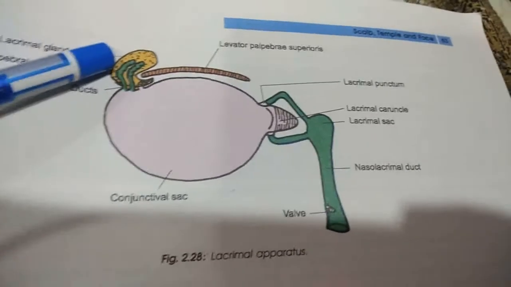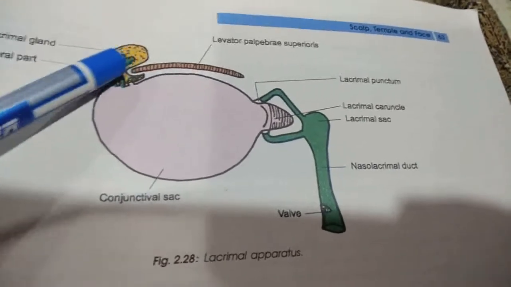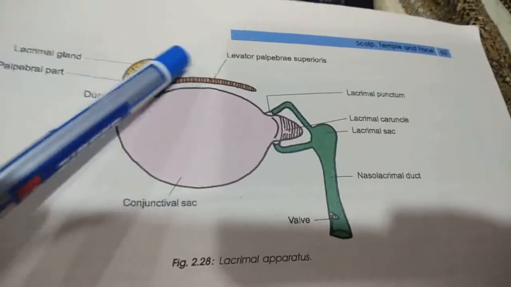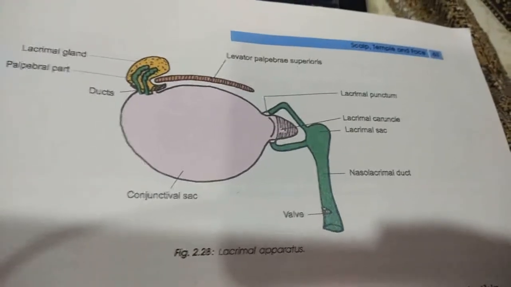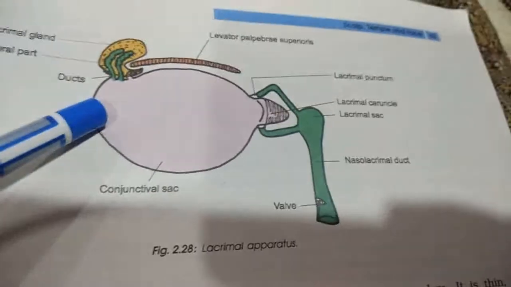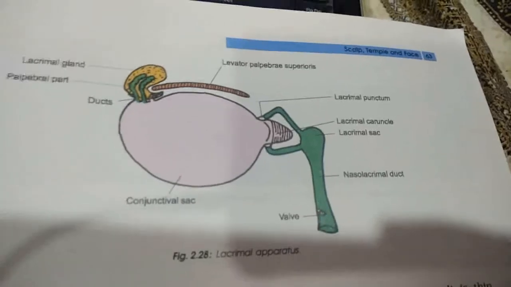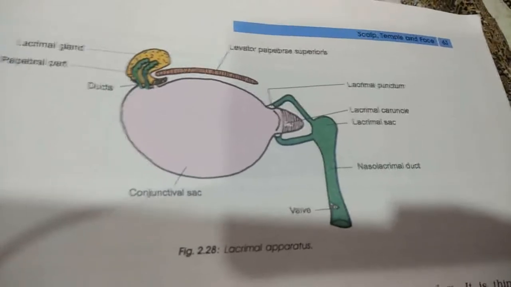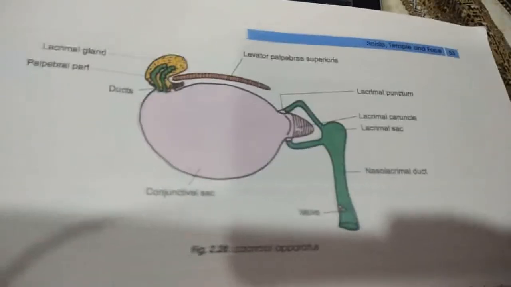Then here is also one lacrimal gland. The main lacrimal gland is here in the anterolateral part of the orbit, and a few parts are within the upper eyelid, along with small accessory lacrimal glands. There are very few accessory lacrimal glands found in the conjunctival fornices, between the conjunctiva of the eyelid and the conjunctiva seen in front of the sclera in the eyeball.